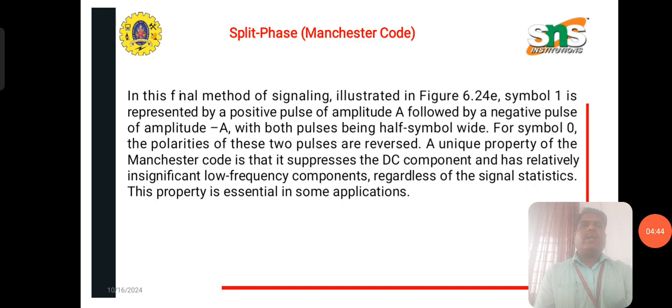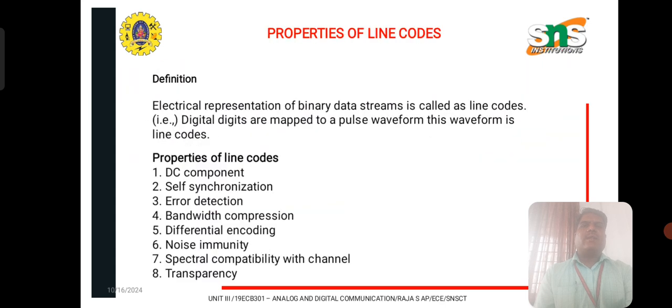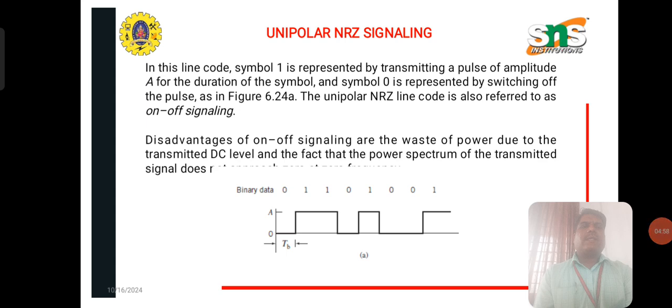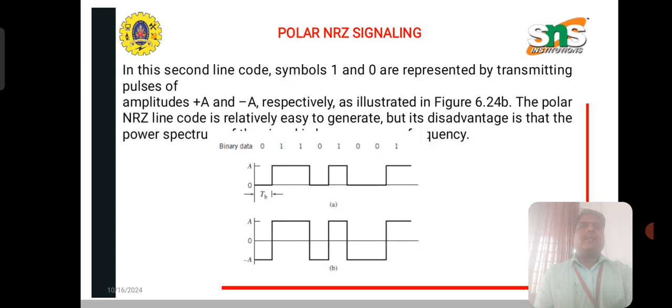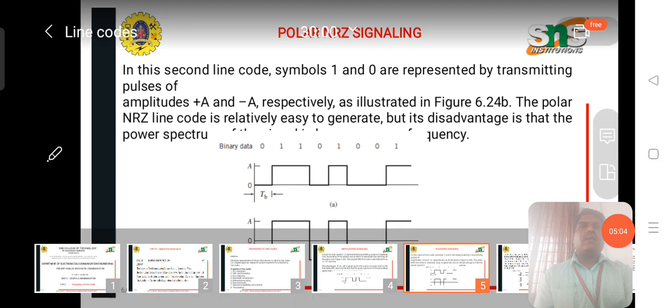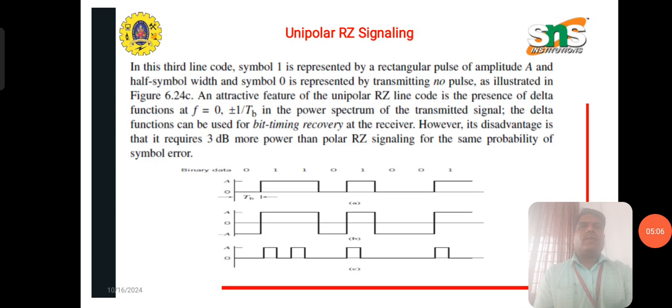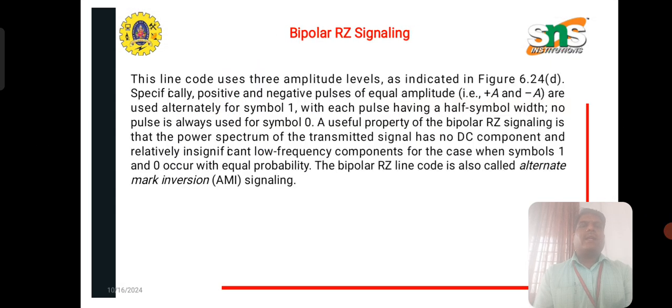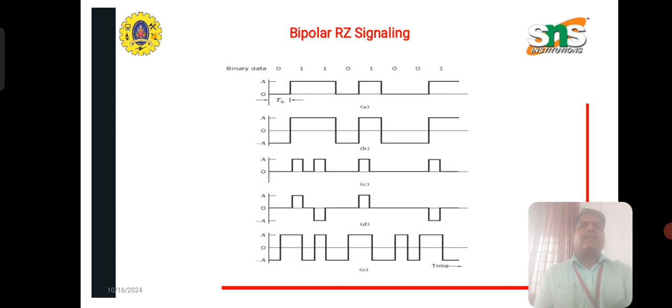So in this YouTube video, I discussed what line codes are, that line codes are the electrical representation of binary data streams, and some of the properties of line codes. Then various classifications of line codes were discussed, that is unipolar NRZ signaling, polar NRZ signaling, unipolar RZ signaling, bipolar RZ signaling, and finally the Manchester code.